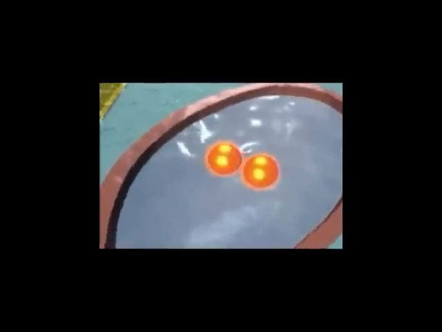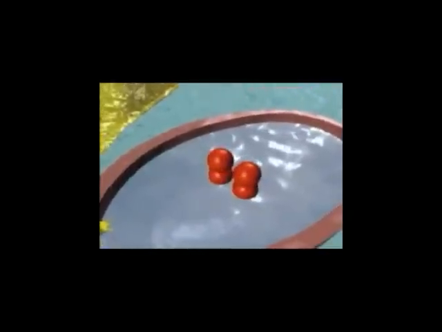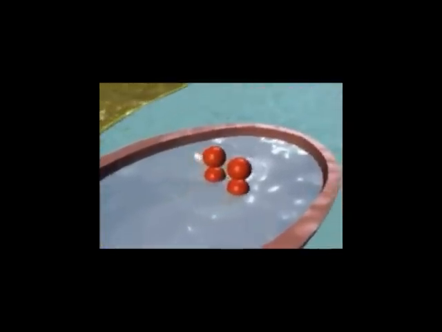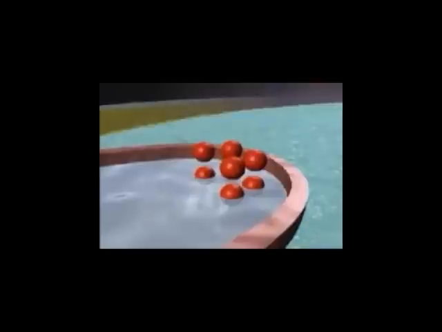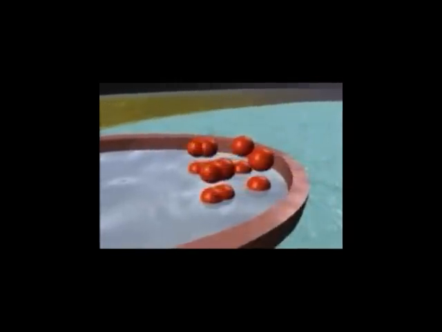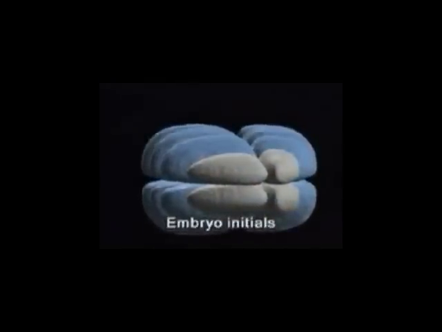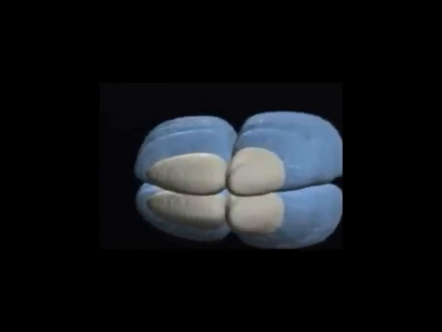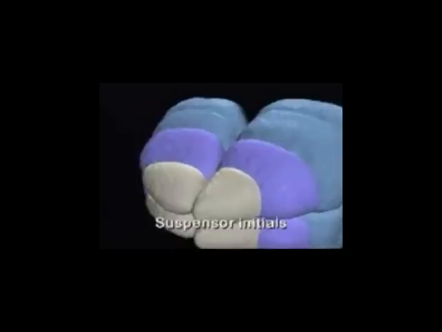The diploid zygote nucleus undergoes 2 mitotic divisions, and the 4 nuclei migrate to the base of the archegonium. Successive divisions result in a 16-celled embryo. 4 cells at the base of the archegonium are embryo initials. The 4 cells of the adjacent tier are suspensor initials.